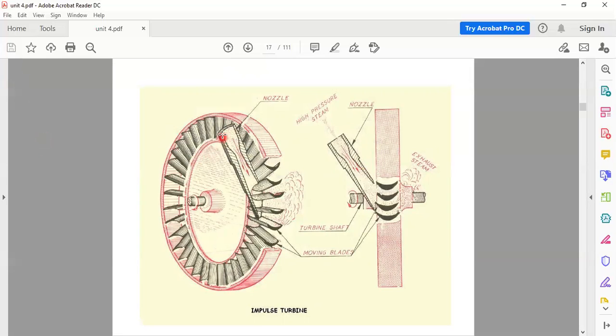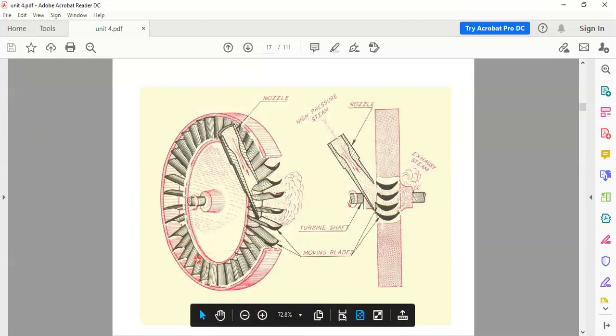This is the blade mounted on this hub. This is the cross-section view. Sorry, this is the cross-section view, this is the side view.